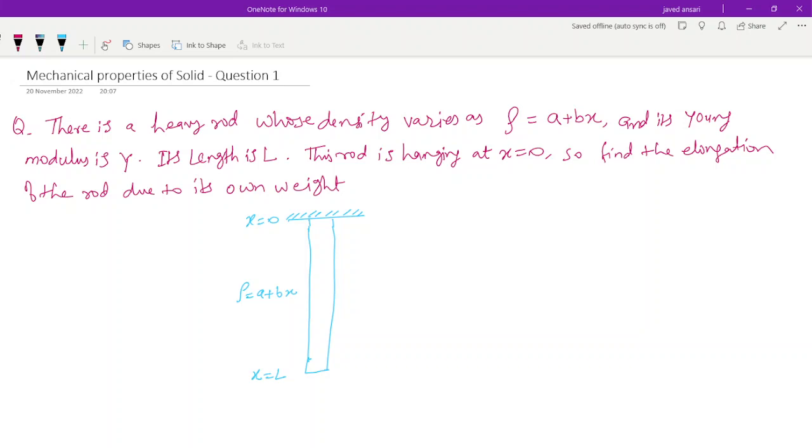Now, its Young modulus is given as Y. So what is happening is because of its own weight there will be some stretch in different parts of this rod, and then because of this stretch there will be total elongation in this rod. Okay, so that's the problem. Let's solve this. So, the solution we are going to discuss now.